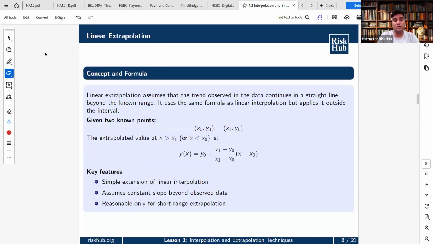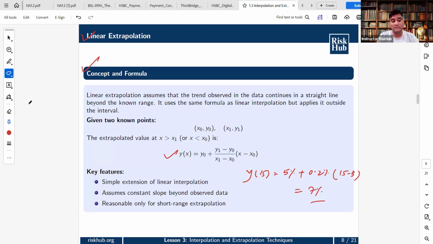Then we get into your concept and formula for linear extrapolation. Linear extrapolation has the same formula as linear interpolation, right? Same formula, but now x lies outside the interval. For example, x is greater than x1, right? Or x is less than x0. Suppose maturity 5-year, 5%; 10-year, 6%. The slope is (6% minus 5%) divided by (10 minus 5), which is 0.2% per year. We extrapolate to 15-year, right? So y15 is what? y15 will be 5% plus 0.2% times (15 minus 5), which comes out to 7%.